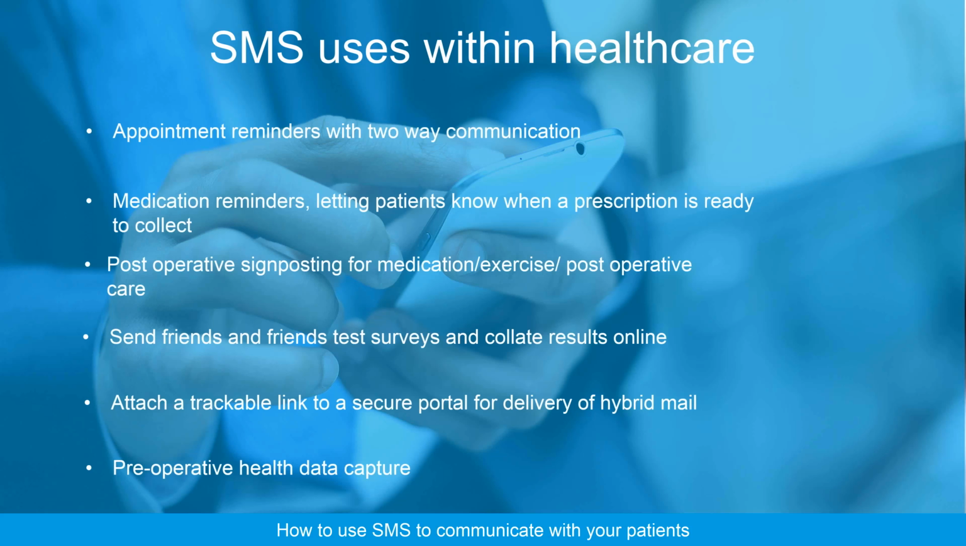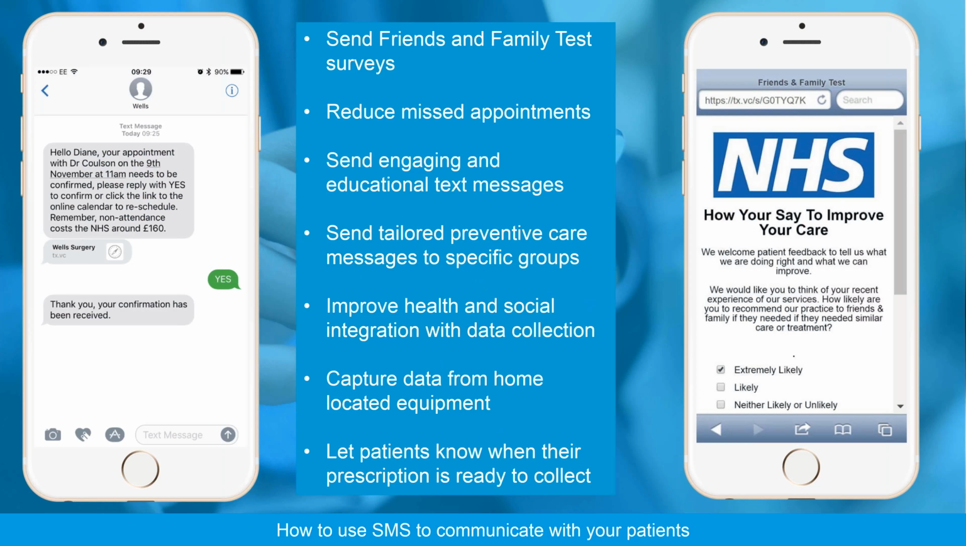We spoke before about what these text messages look like. Well, let's just have a look now. On the left of the screen, we'll see that Diane has an appointment with her doctor, and the doctor has given her two choices, either to reply with a yes or to reschedule by using the link. And there we can see the link from Wells Surgery. However, because Diane wants the appointment and can make it, she has responded with a yes, and the system has auto-generated a response that says, thank you, your confirmation has been received.